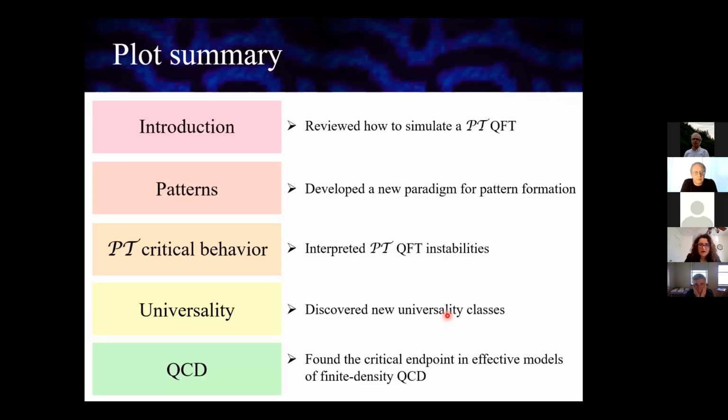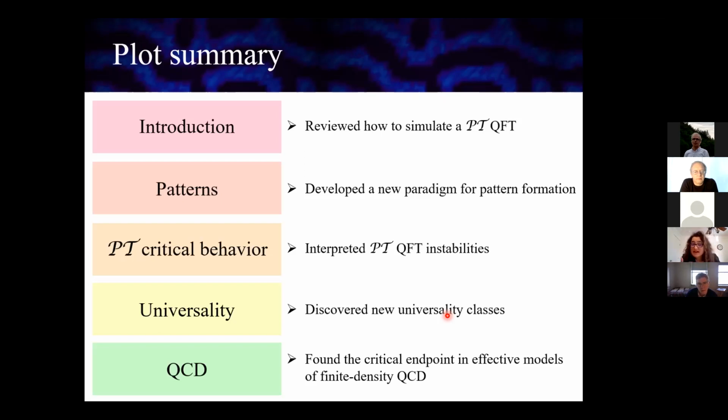I started out by reviewing how to simulate a PT symmetric quantum field theory. This allowed us to simulate a PT field theory that exhibited patterning. We looked at where these patterns occurred. We took this enormous set of data, looked at it, and developed a new paradigm for pattern formation. We saw that patterning is a single phase in these PT systems. There are no microphases. And it's associated with these tachyonic instabilities, this ring shape in momentum space.